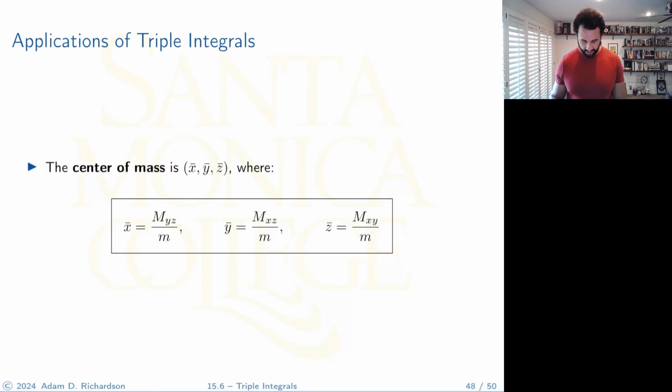Fun stuff. Oh yeah, and then what is the center of mass? Well, the coordinates of the center of mass are x bar, y bar, z bar, and you just do moment divided by mass, moment divided by mass, moment divided by mass. And that's it. All right.